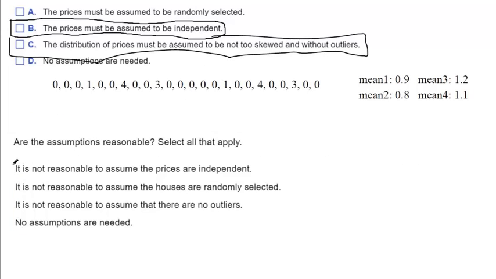Option 1 is, it is not reasonable to assume that prices are independent. I kind of think that's true, because when I moved from one house to another, I looked at the home prices around me, and I used those home prices to make a decision on my price. It wasn't independent. I wasn't using independent thought. I was depending on what other people are selling their home for. But they don't select this. They don't say that this is valid.